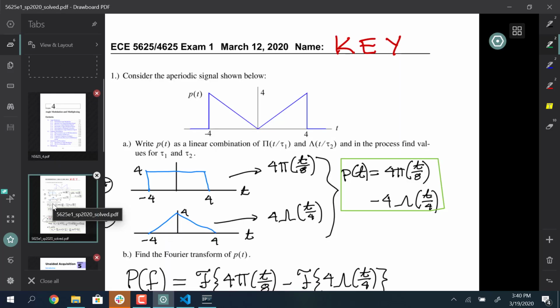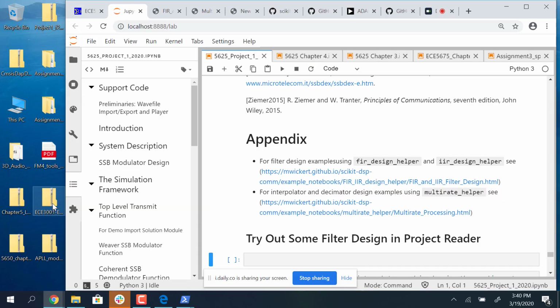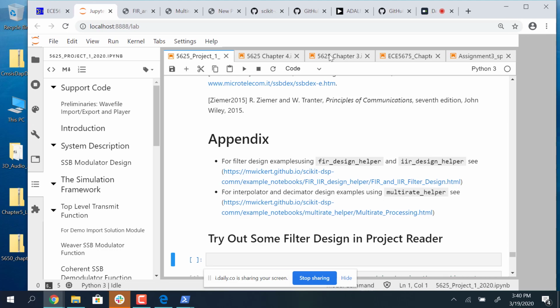Okay, as promised now, well, wait a minute. I do want to do this, but I want to go over and do this example that I started last time in chapter 3.